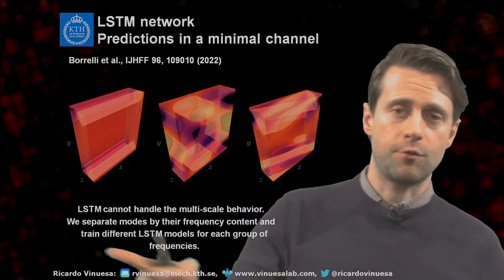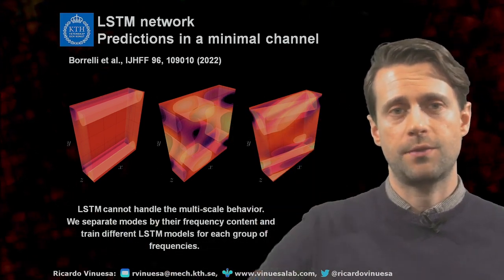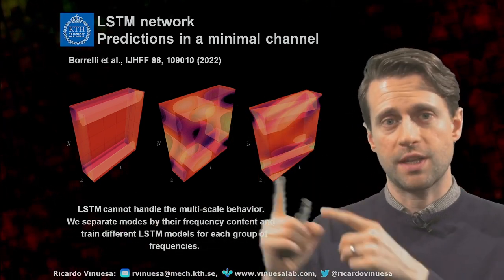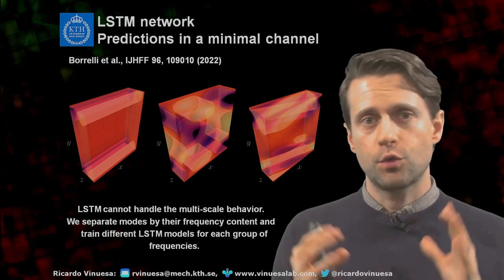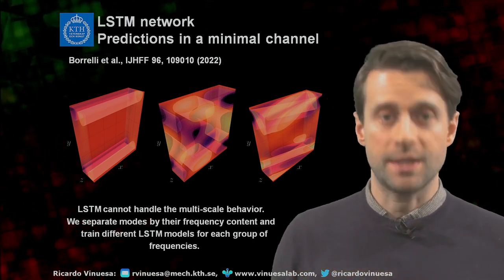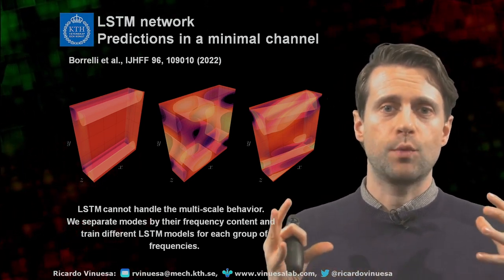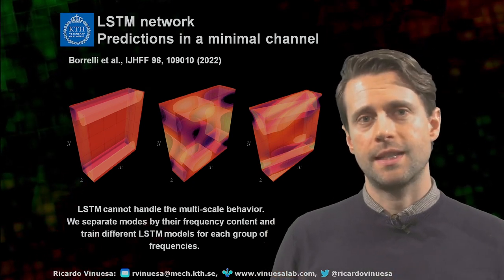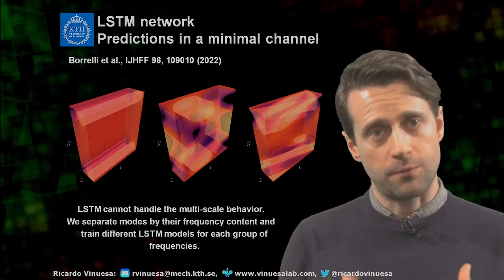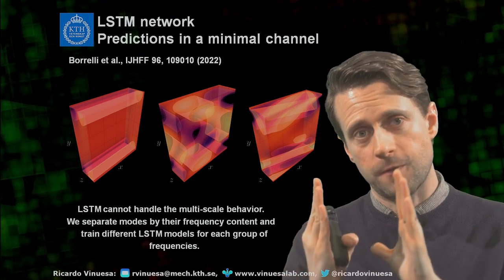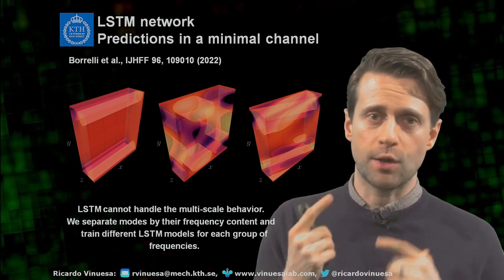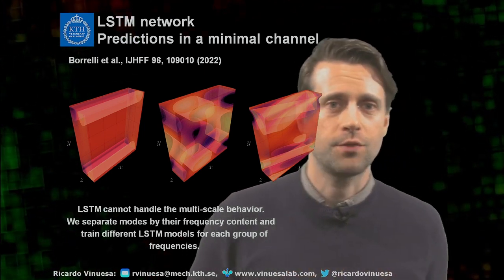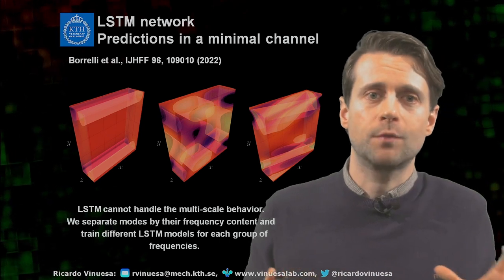And then the agreement that we found between the reference and the predictions for the minimal channel was very similar to the one that we obtained with the Moehlis model. So actually, what we are showing here is that the LSTM is very good at predicting turbulent flows over a range of frequencies. So if you want to model the whole multi-scale characteristics of turbulence, maybe the LSTM could be a bit limited.